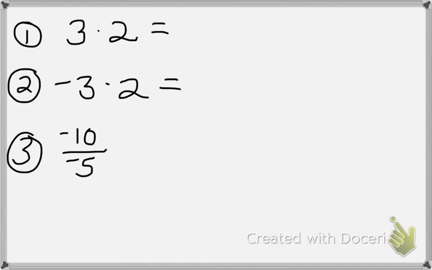So, for example, number 1, 3 times 2. Positive and a positive. All right, make a positive. 3 times 2 is 6. Negative 3 times 2. Well, 3 times 2 is 6. A negative and a positive make a negative. Negative 10 divided by negative 5. 10 divided by 5 is 2. A negative and a negative make a positive.